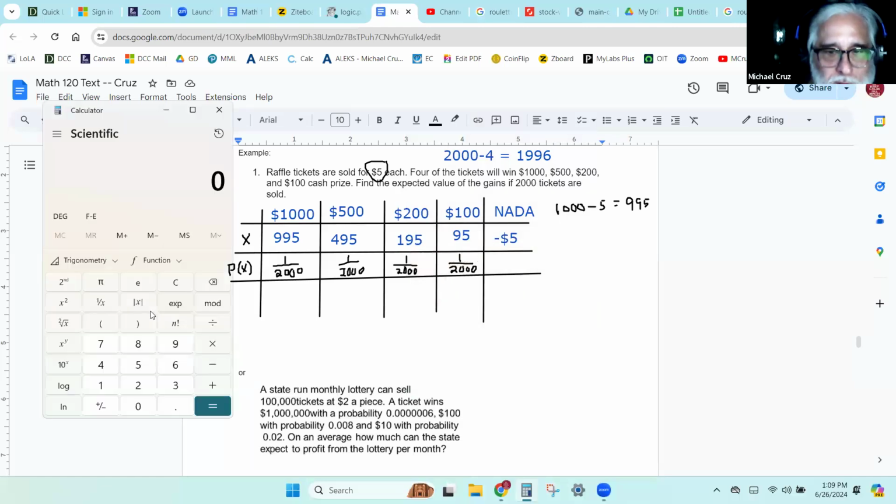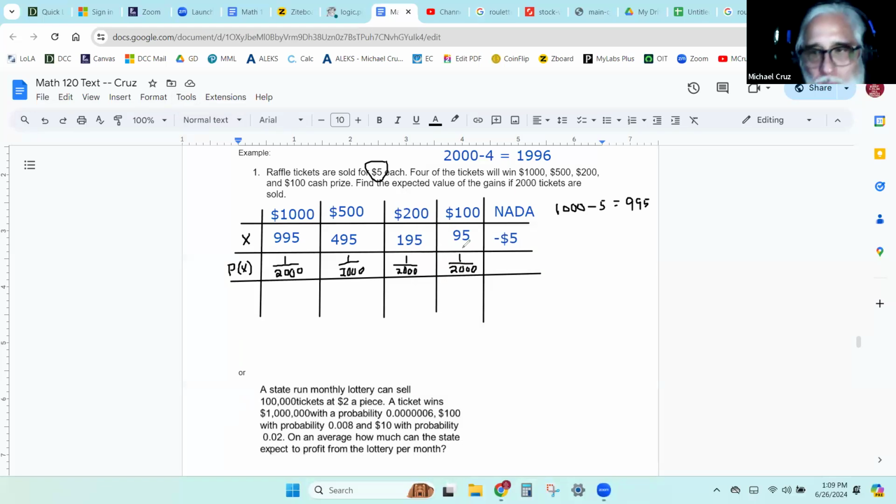Let's double check it here. 2,000 minus the 4 winning tickets. So 1,996 losing tickets. I'm sorry, it was 2,000. I said it, and then I didn't write it. So out of those 2,000 tickets, there are 1,996 losers.